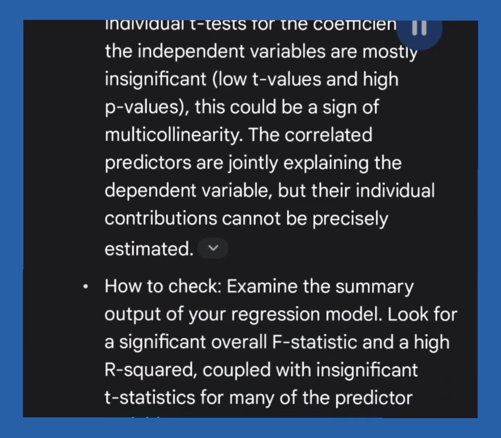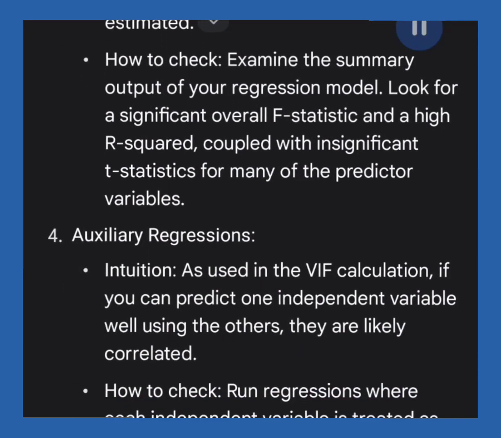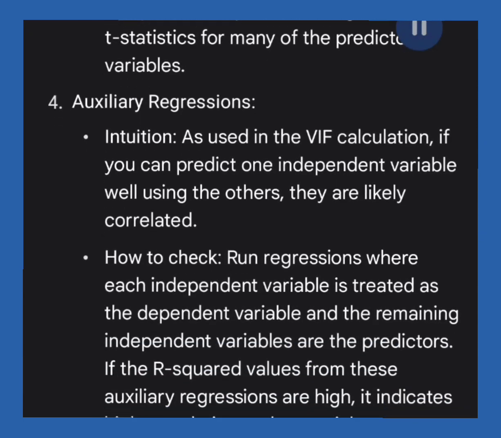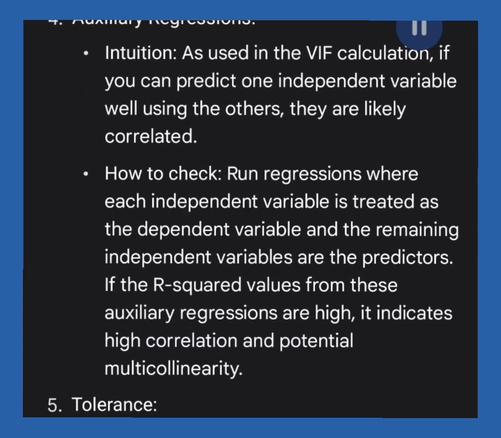How to check? Examine the summary output of your regression model. Look for a significant overall F-statistic and a high R-squared, coupled with insignificant t-statistics for many of the predictor variables. 4. Auxiliary regressions. Intuition: as used in the VIF calculation, if you can predict one independent variable well using the others, they are likely correlated.